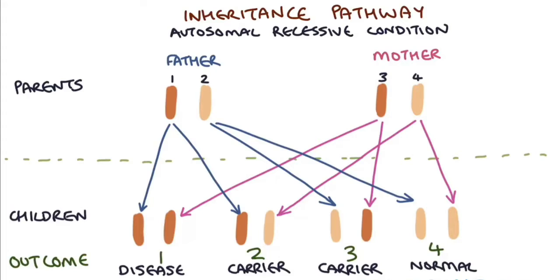Therefore the children of these parents have a 1 in 4 chance, or 25% chance, of having the disease, a 2 in 4 or 50% chance of being a carrier, and a 1 in 4 or 25% chance of having normal genes. So by doing this, you can calculate quite easily the risk of the children either having the disease, being a carrier, or having normal genes.